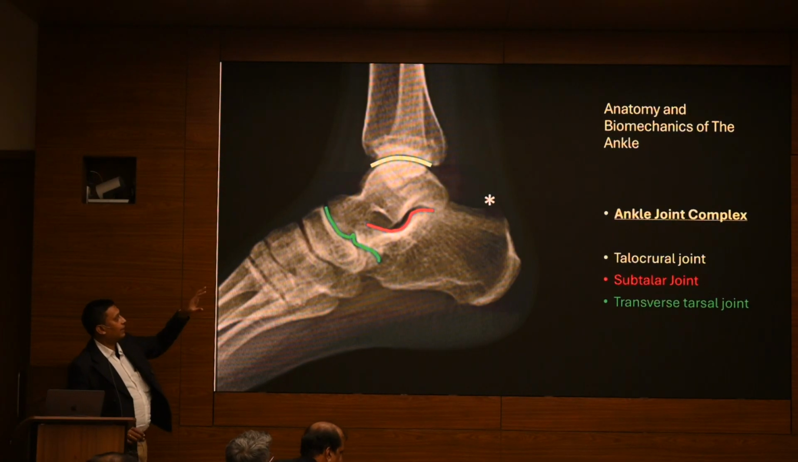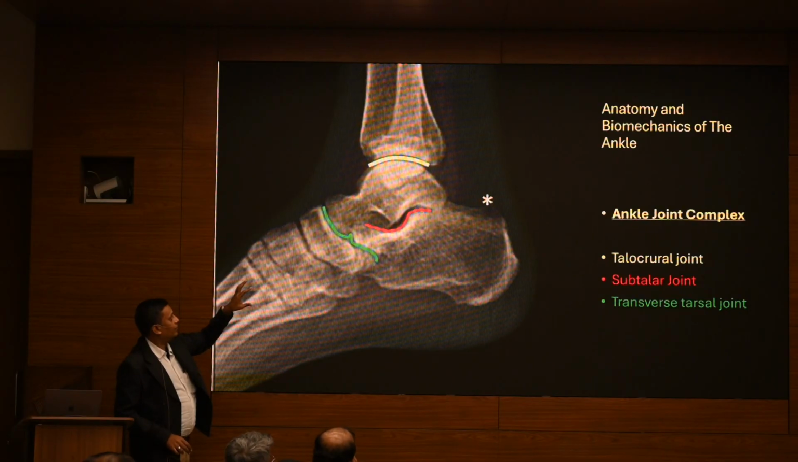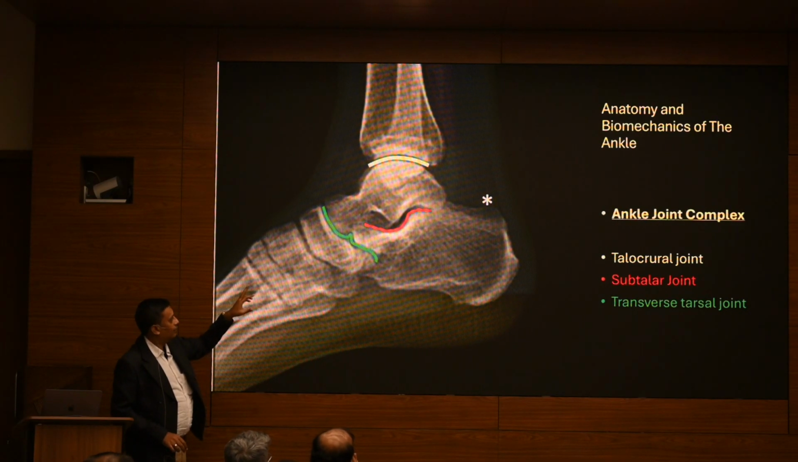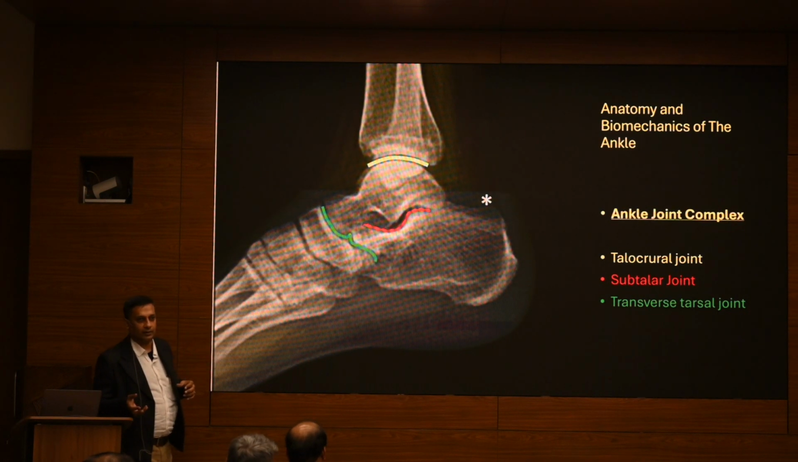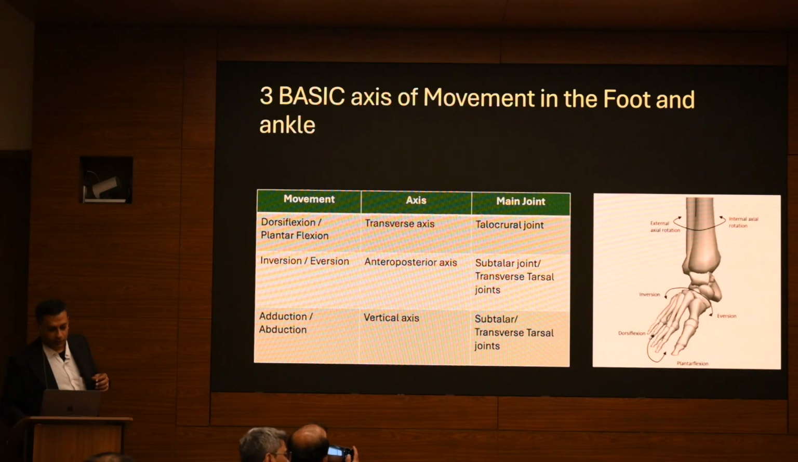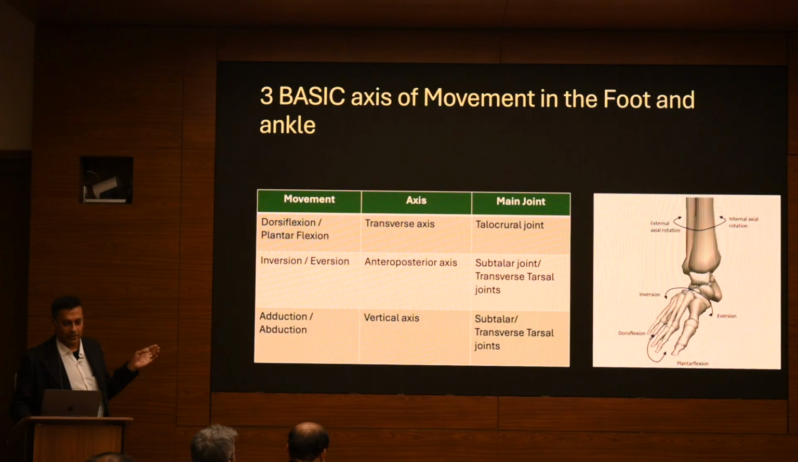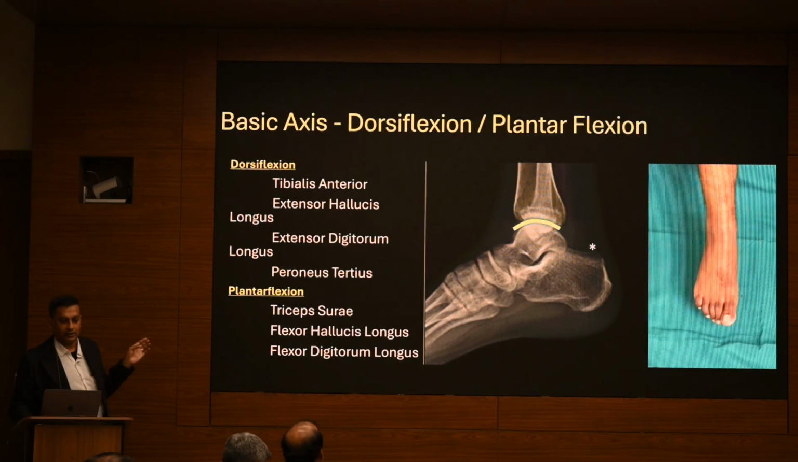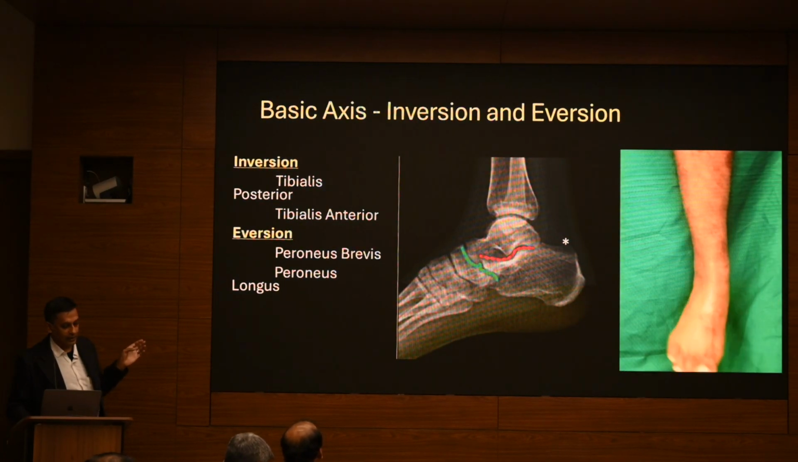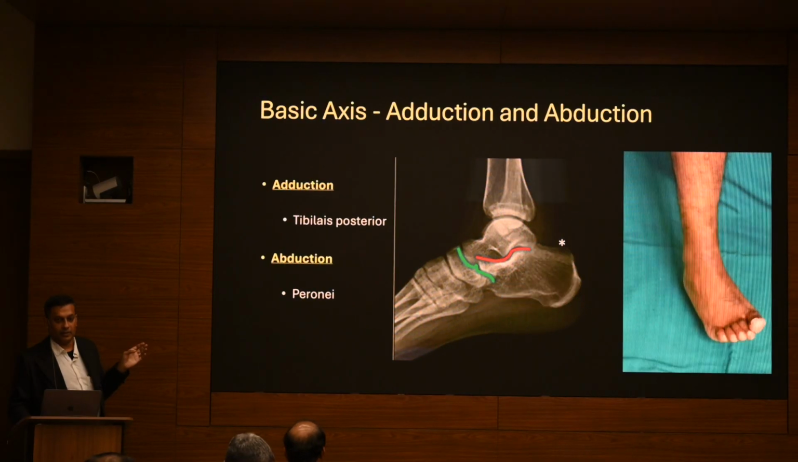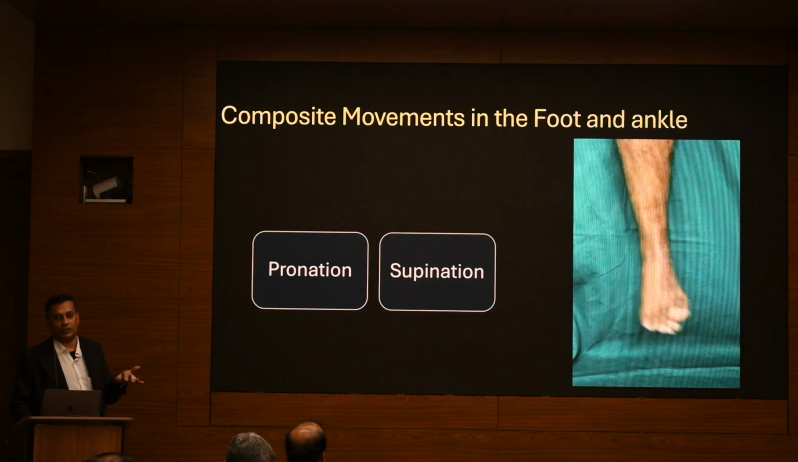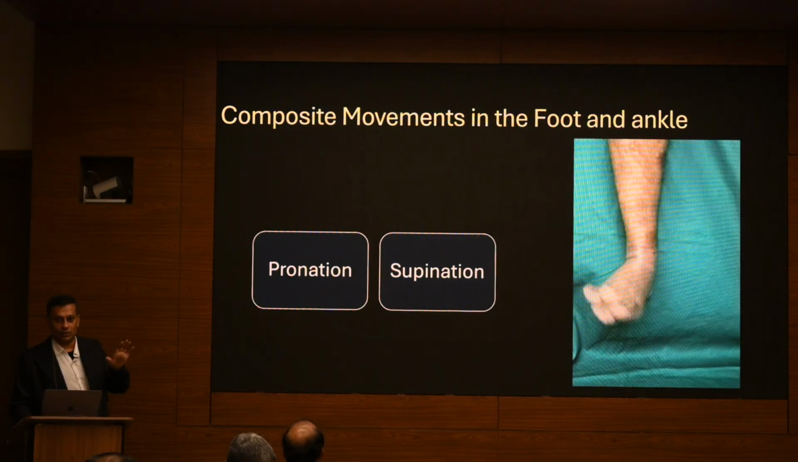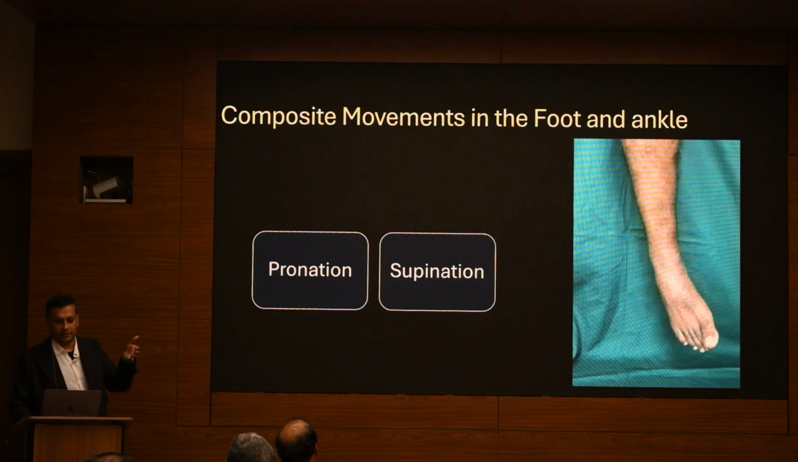So again, the ankle joint complex can be divided into the tibiotalar joint, the subtalar joint, and the transverse tarsal joint. I told you it is of two parts, the medial side and the lateral side. There are three main axes of mobility: dorsiflexion and plantar flexion, inversion and eversion, and abduction and adduction. But all of these are usually combined into supination and pronation, just as in the hand. The great toe goes down, it is pronation. The great toe goes up, it is supination.